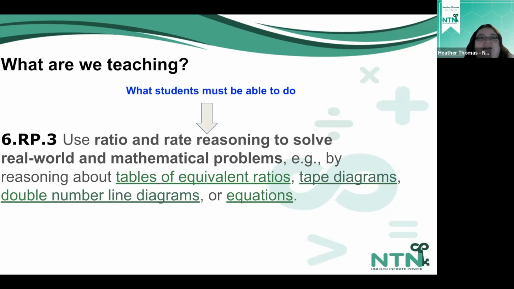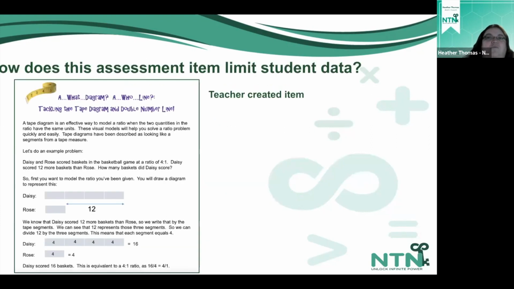The other piece of this standard is the avenues in which students can approach what they're supposed to do. So this particular standard lists tables, tape diagrams, double number line diagrams, and equations as ways in which students could meet the expectation of what they're supposed to do. So we have a couple of assessment questions we want to take a look at now that we understand what this standard is asking of us.